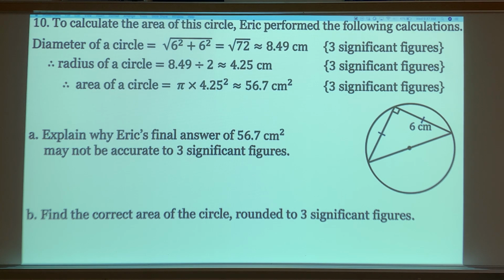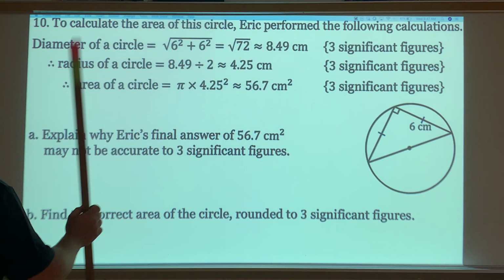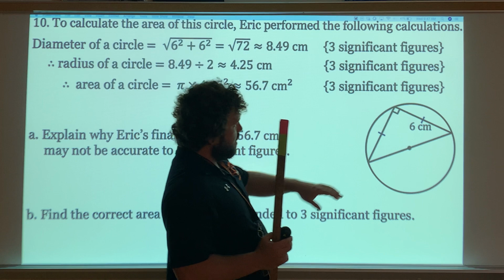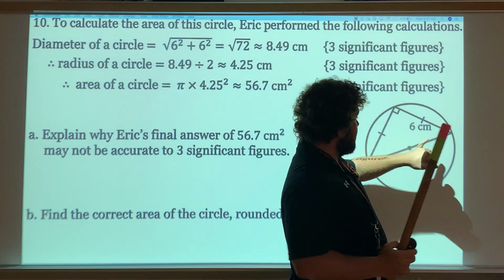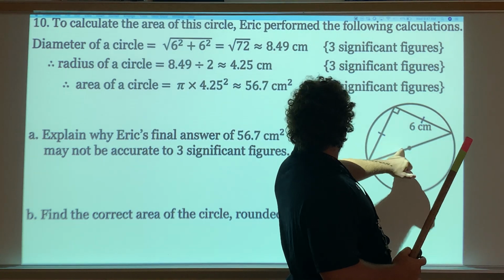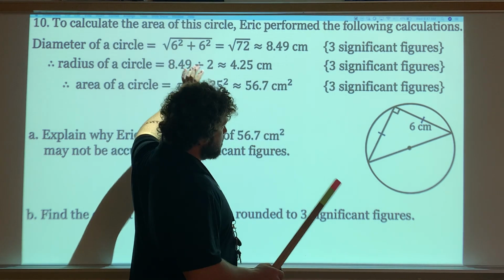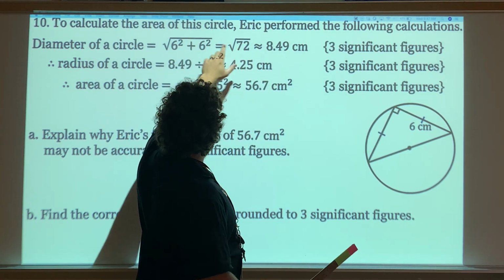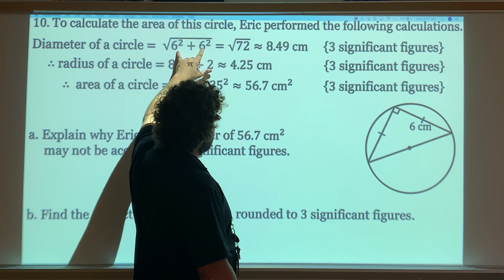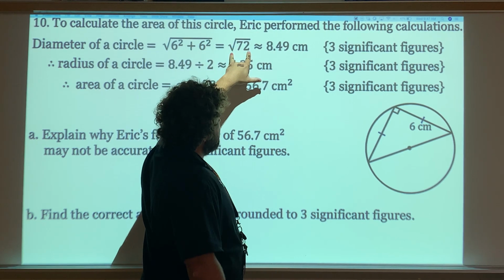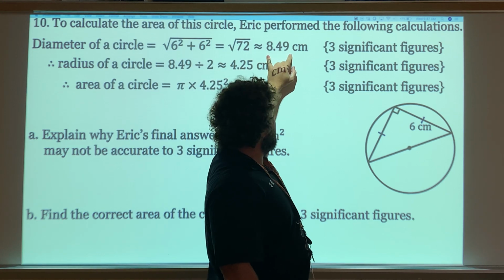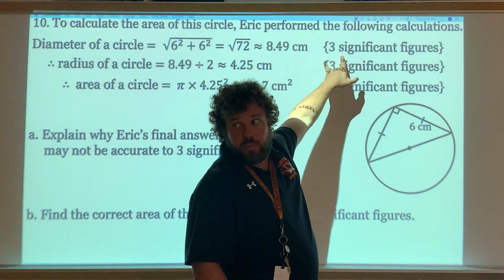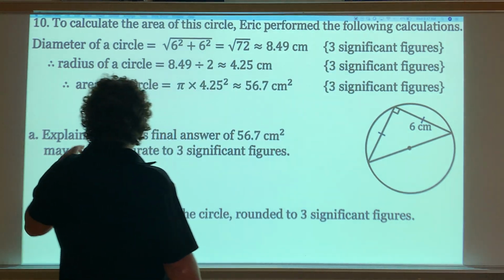It says to calculate the area of the circle, Eric performed the following calculations. The diameter of a circle, use Pythagorean theorem. A squared plus b squared is 6 squared. So we said, okay, so that means the square root of 6 squared plus 6 squared is square root of 36 plus 36. Square root of 72 is about 8.49 centimeters, using his 3.3 significant figures.